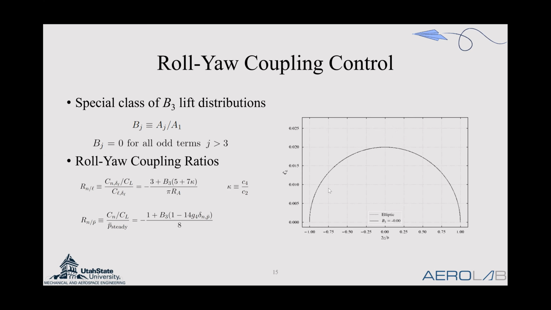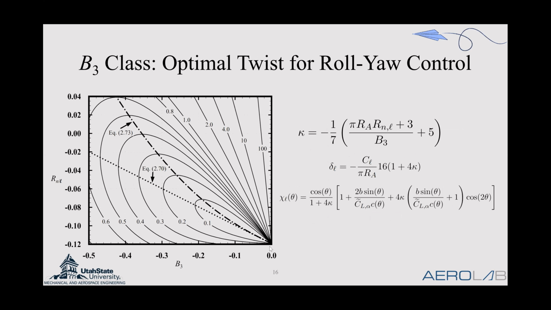We use some B3 values that are outside of this animation. Like right here, the animation goes from 0 to minus 1/3. But you see here, we go up to minus 0.5 in this figure. So sometimes for yaw maneuvers, for roll yaw control maneuvers, you might go beyond the bell shape to something a little bit past that. But we've only really considered here all the negative B3 values.